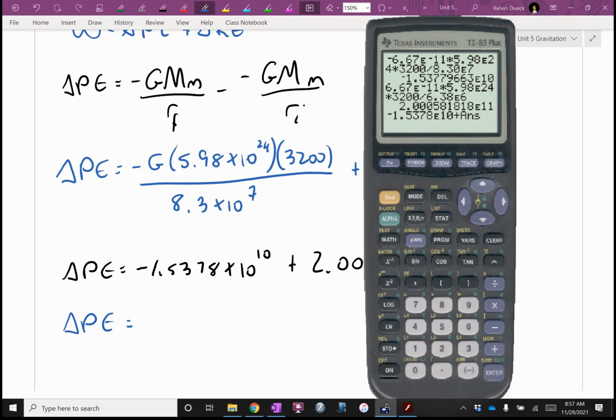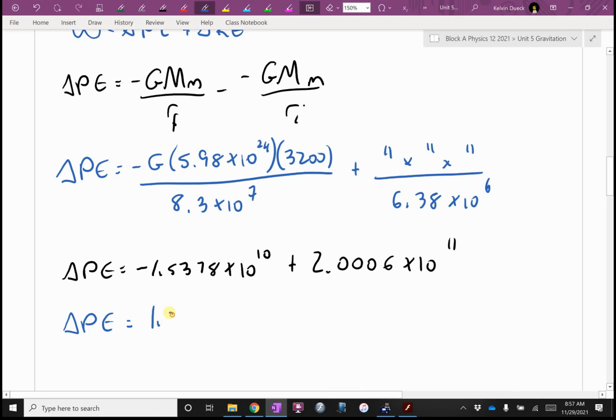No typo. 1.5378 looks good. Do you get a change in potential of 1.8468 times 10 to the 11th joules?